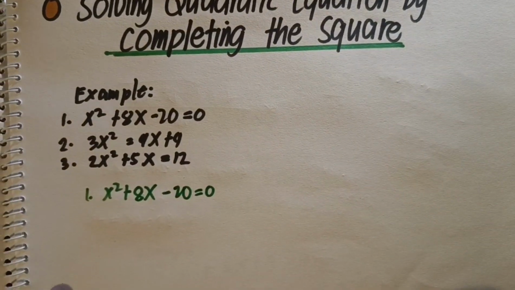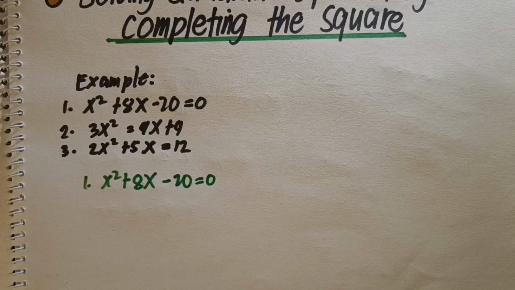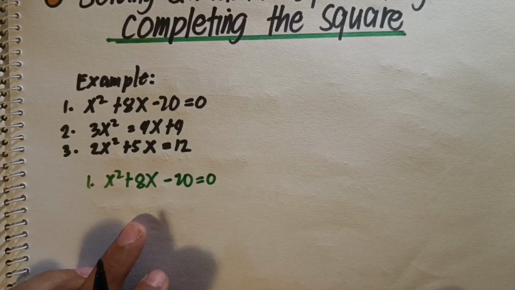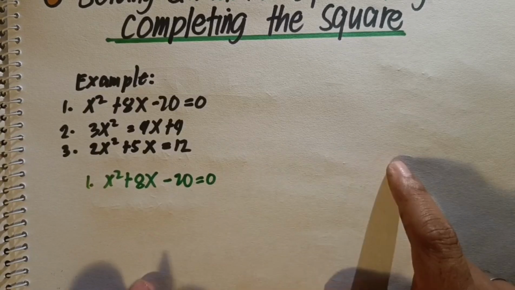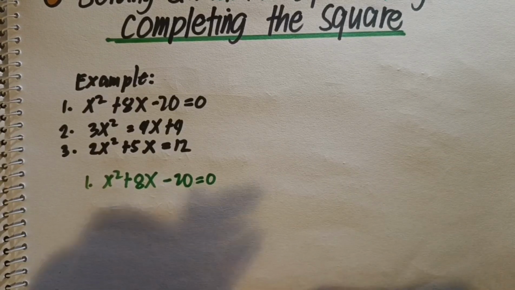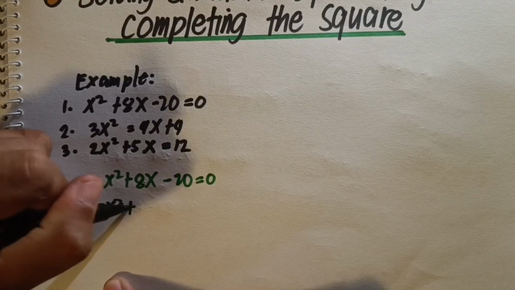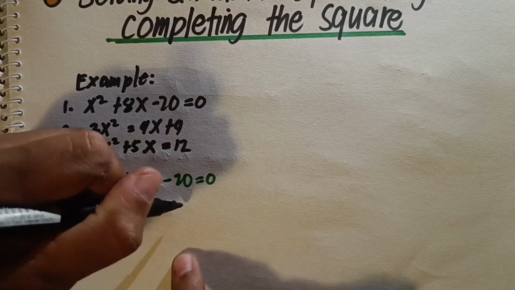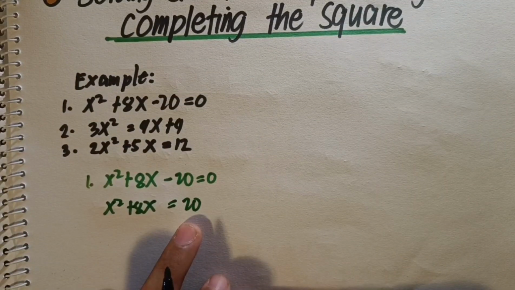So for completing the square, the first thing we must do is to isolate the constant. In this case, our constant is negative 20. So we are going to isolate, meaning to say we are going to transpose it to the other side. So it will become x squared plus 8x equals 20. So now the constant is already isolated.